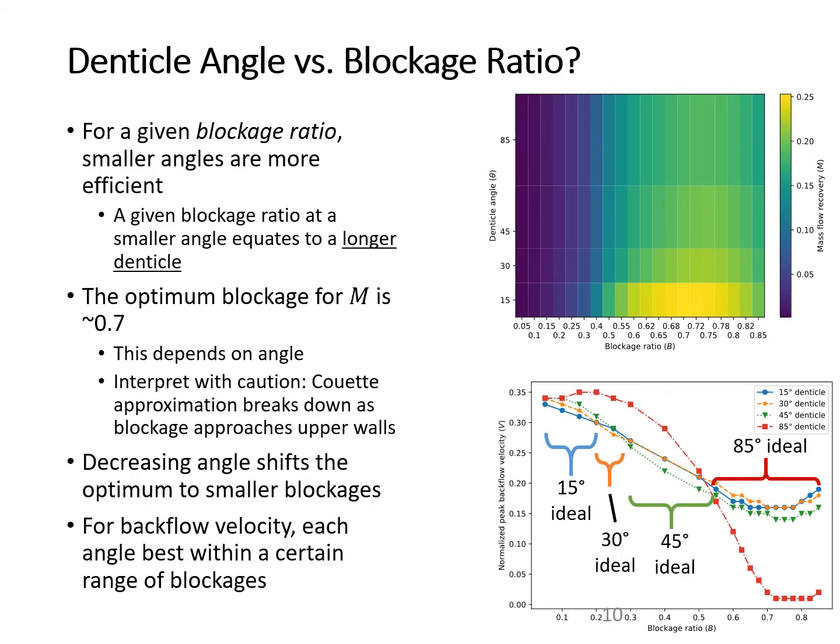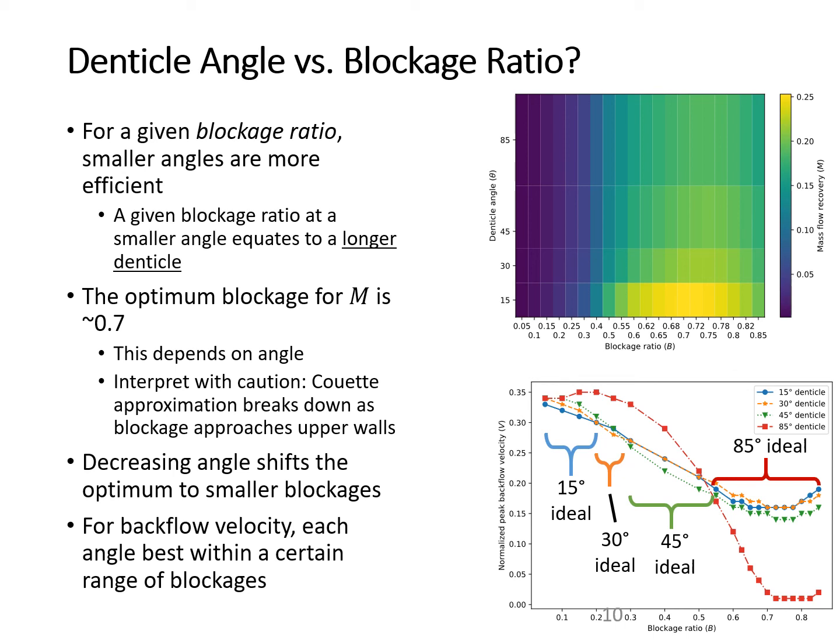Now let's take a look at the results of our second parameterization, where we held Strasser number at 1 and considered solely the geometric effects. We'd previously determined that blockage ratio has the primary effect on mass flow recovery, but here we decided to investigate the independent results of angle. You can see the plot in the upper right shows blockage ratio, denticle angle, and mass flow recovery.